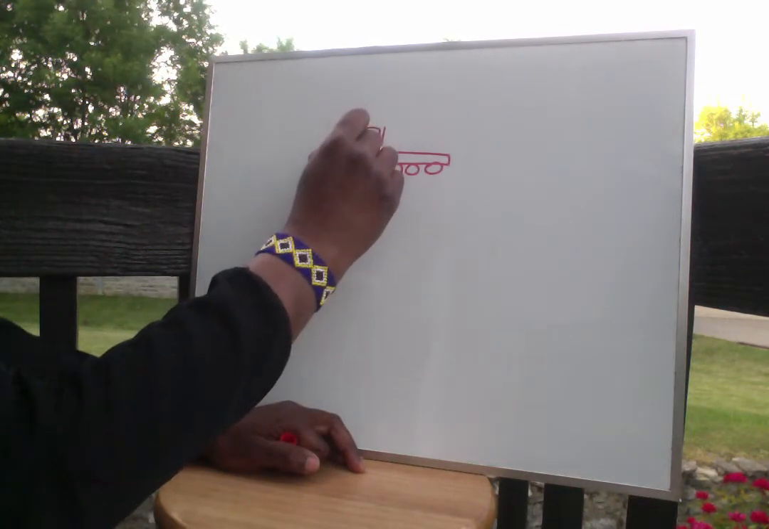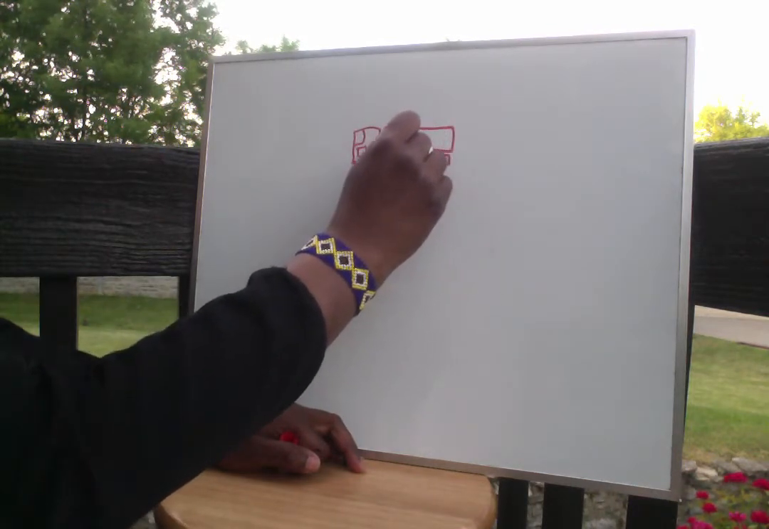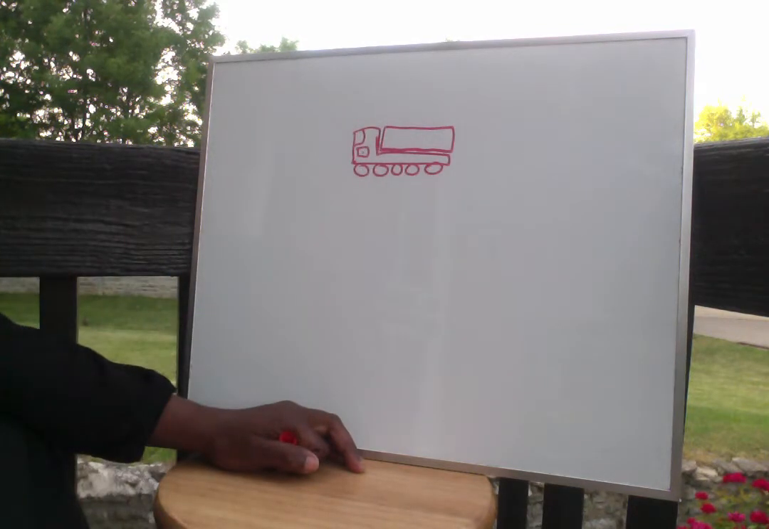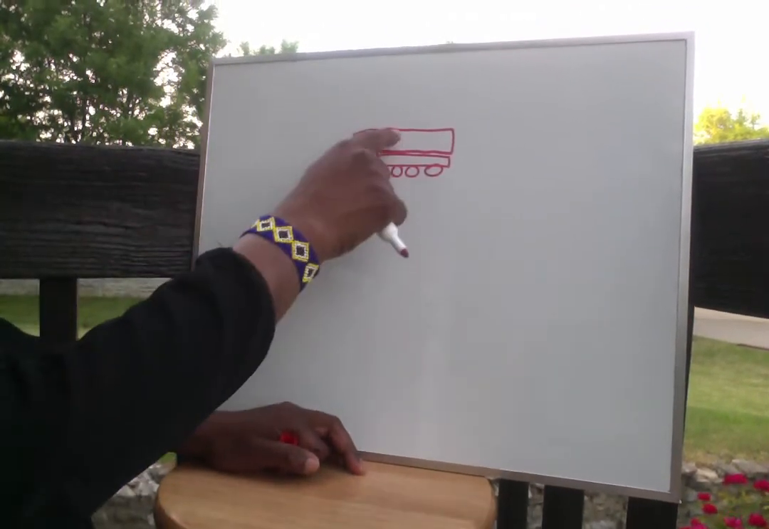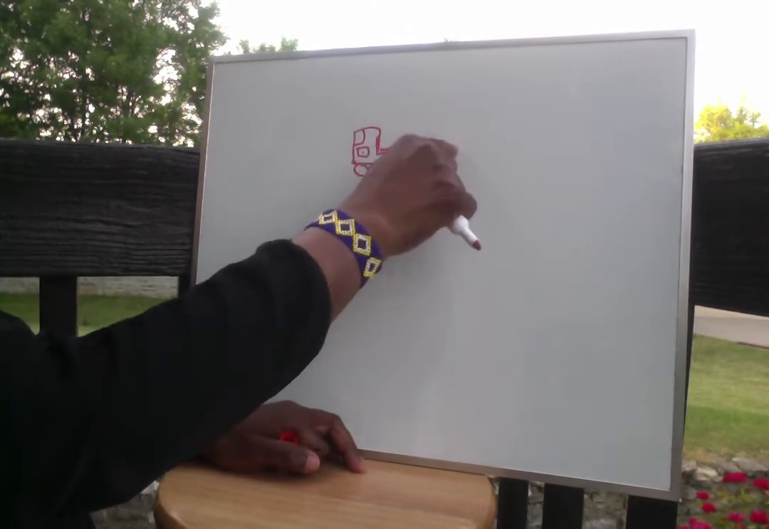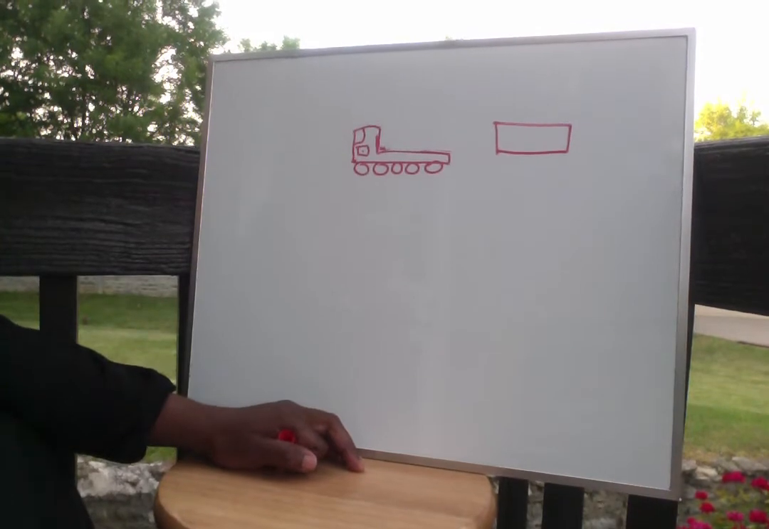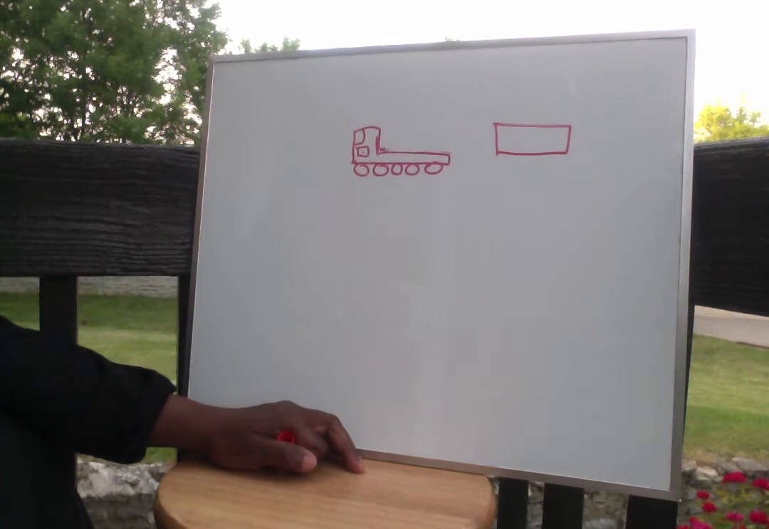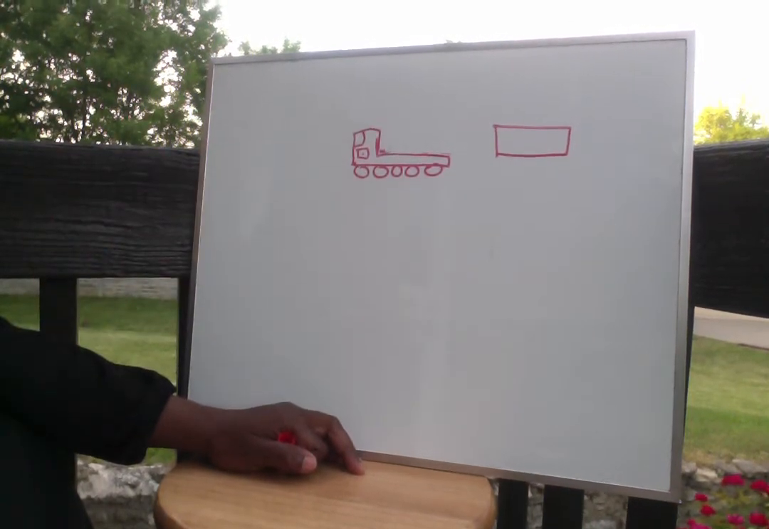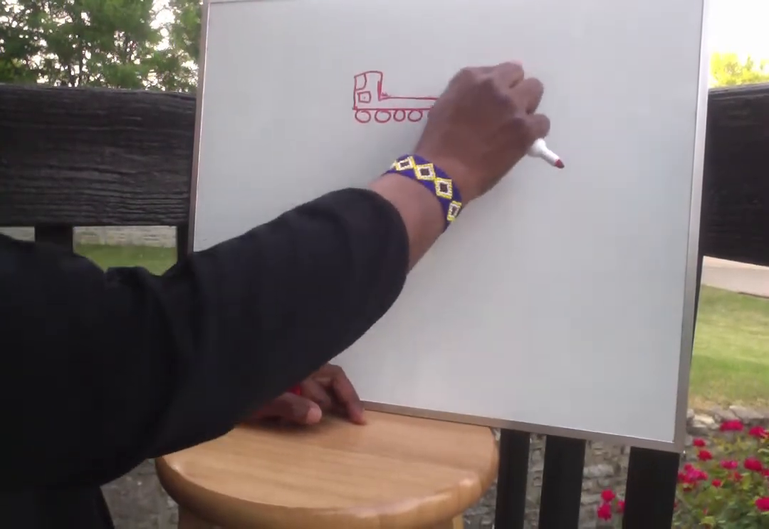Sometimes, or most of the time, you see a big rectangular box attached to the back of the truck. This, if I take this off and put it over here, can it go down the highway? No! It doesn't have any power. It doesn't have anything to help it go. It will just sit there. All right? So let's put it back on the truck.